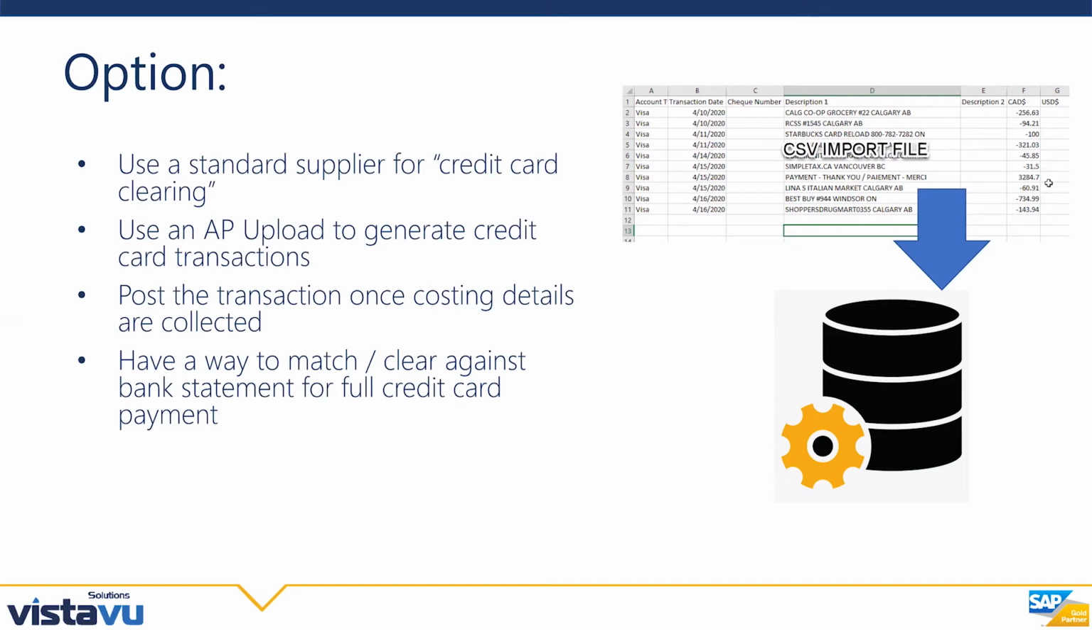We're going to post the transactions once costing details are collected, meaning that we do not have to post the invoice at the same time we load it. So we can have the invoice essentially sitting in limbo until that information is tracked down by the AP staff. And we're going to show you a way to match and clear against the bank statement for your full final credit card payment each month.